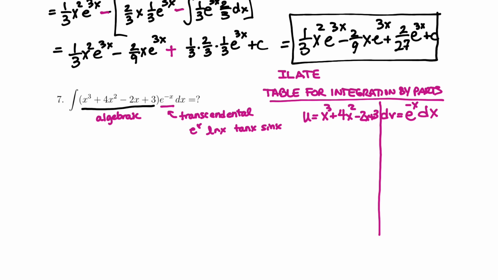All right, so now you've got your table set up. Normally you would do uv minus the integral of v du, so you'd have to find du and an antiderivative, and that's exactly what you're going to do in this table. You're going to start here with your u, and you're going to take derivatives as you go down. So what is the derivative of x cubed plus 4x squared minus 2x plus 3? Reed, you want to give me that derivative? It would be 3x squared plus 8x minus 2. Perfect.